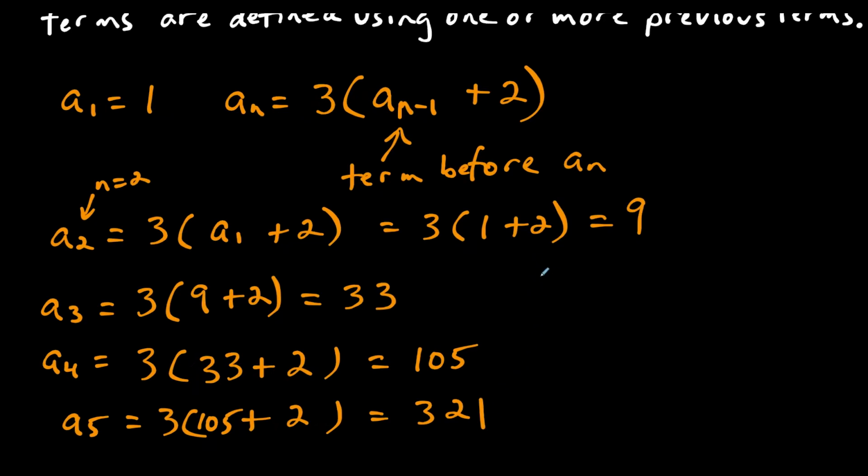So here are the first 5 terms of the sequence. If I want to list it, the first term was 1, the second term was 9, then we got 33, we got 105, and we got 321. So let's look at another recursive sequence.